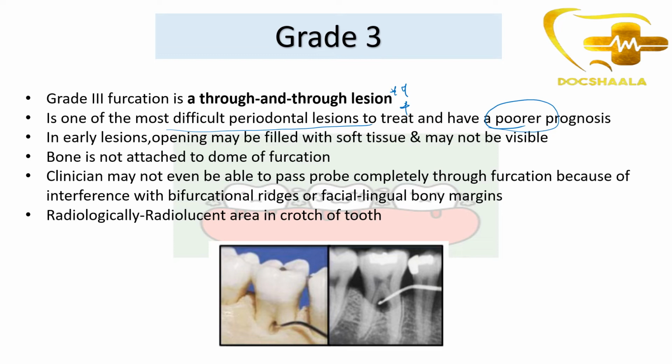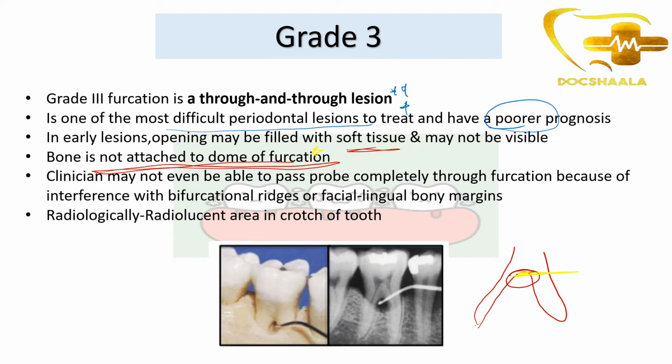In early lesions, the opening may be filled with soft tissues and may not be visible. In grade 3, bone is not attached to the dome of furcation. The dome of furcation is nothing but, we have a root like this, right? This is the furcation, so this point is called the furcation dome. In grade 1 and grade 2, we have bone which is attached to the dome of furcation, but in grade 3 bone is not attached to the dome of furcation.